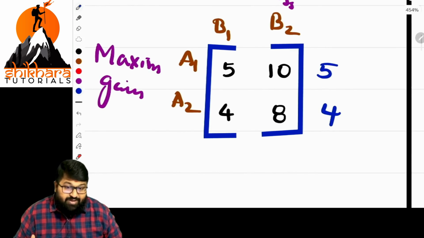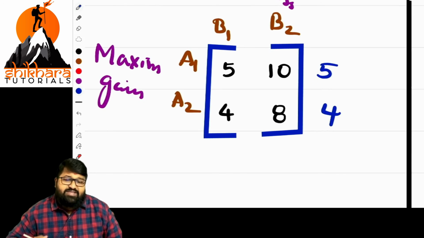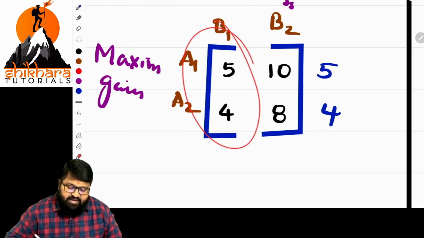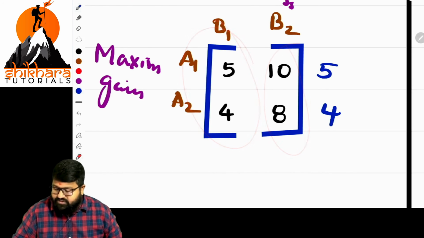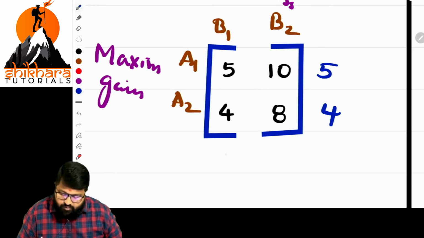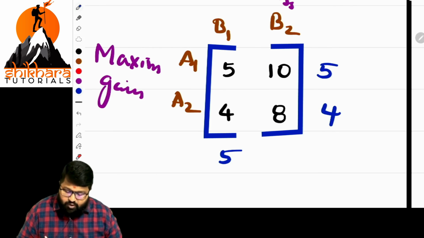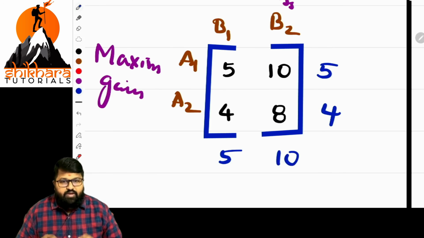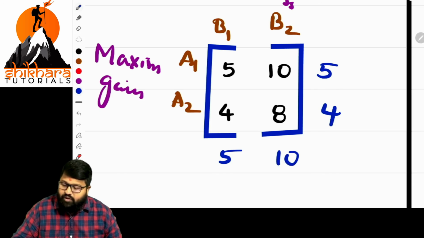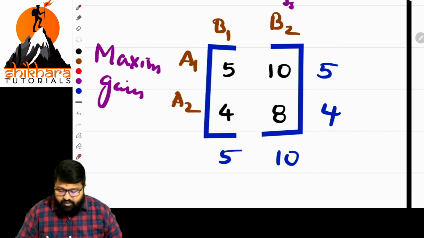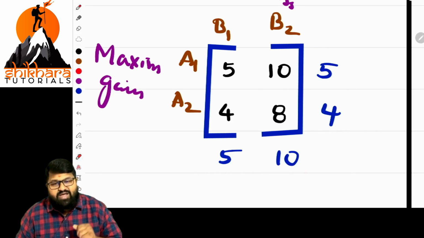The next step is that we need to identify the highest value of each column. So these are the columns we have now. Identify the highest from these columns. From the first one, what is the highest value? It's 5. From the second column, that is B2, what is the highest value? 10. For rows, we identified the minimum values. For columns, we identified the maximum values.